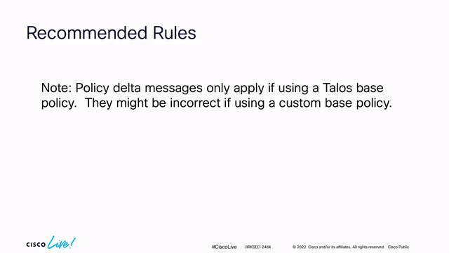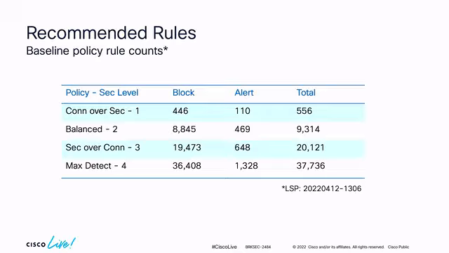Now, note about those policy delta messages you just saw. That's assuming that you're using a Talos policy as your base policy, because most people are. But if you've looked at some of my previous talks here and decided, hey, I want to use a nice hierarchical policy and have hierarchical intrusion policies, your base policy might be a custom policy. If that's the case, these messages mean nothing, because we cannot tell you how it will affect your rule set based on a custom policy. We can only tell you based on one of the policies that we have.